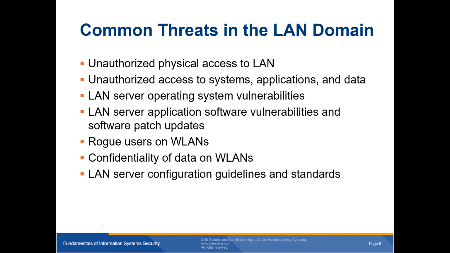So common threats and how to mitigate them in this domain would be unauthorized physical access to the local area network. So here you need to make sure that wiring closets, data centers, and computer rooms are secure and no access is allowed without proper credentials. Unauthorized access to systems, applications, and data. Strict access control policies, standards, procedures, and guidelines should be implemented. Second level identity required to access sensitive systems, applications, and data.